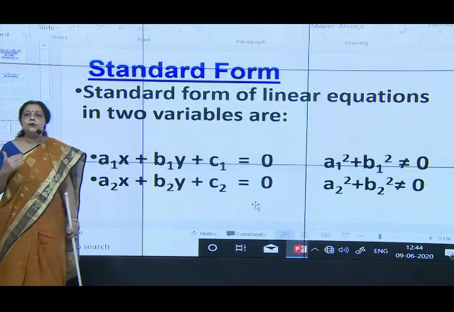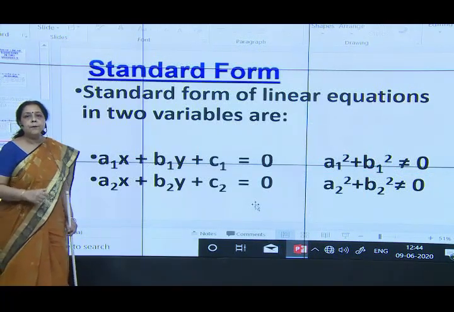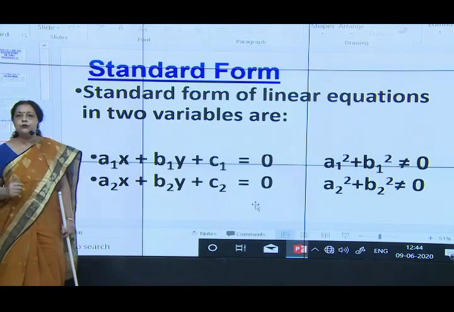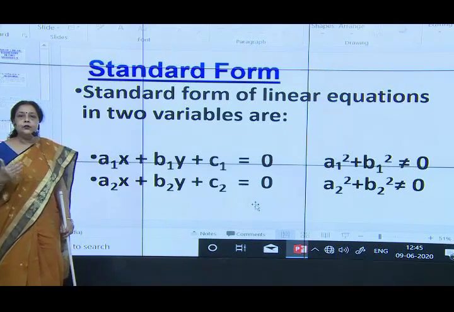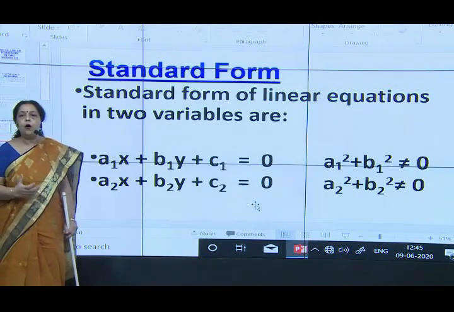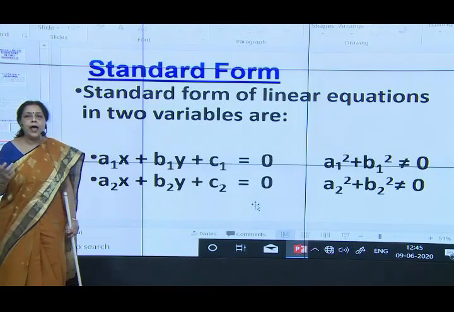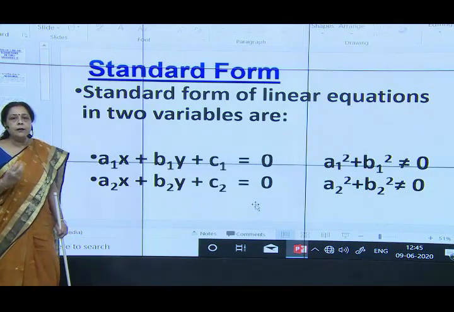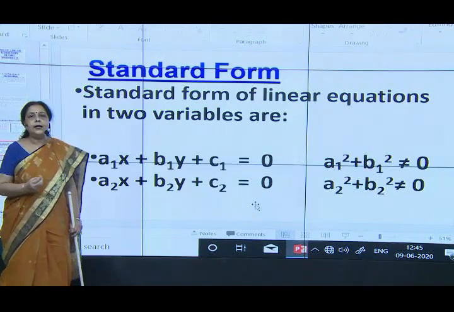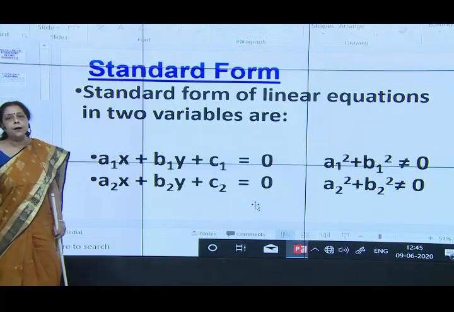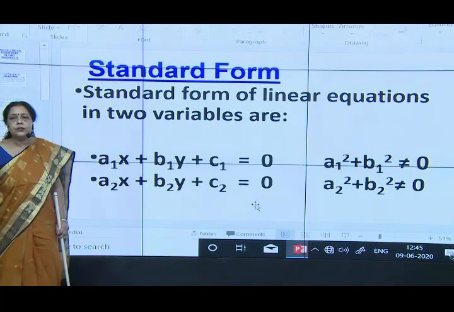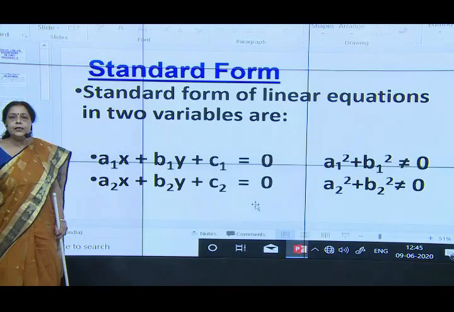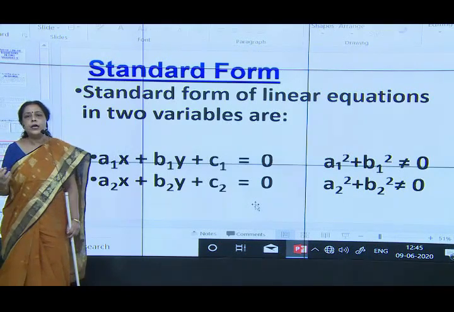Now, our today's topic is pair of linear equations in two variables. Why do we need a pair of equations? As we can see, from a single equation we are getting infinitely many solutions. So to get a specific solution, we need a pair of equations.